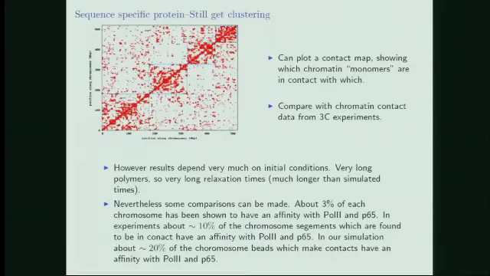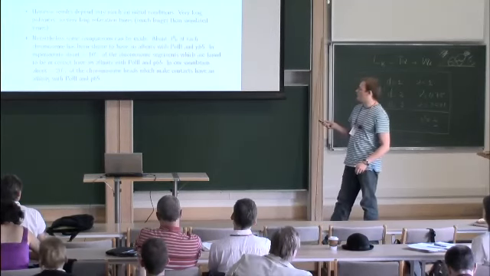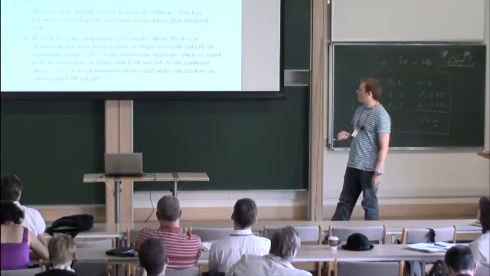Our goal is to try and compare this with chromatin contact data from 3C experiments. But we find that these results depend very much on the initial conditions which we use in the simulation. These are very long polymers, so they have a very long relaxation time, longer than the times which we've simulated so far. So we're also hoping to be able to run this on a larger computer and see if we can do this for a bit longer. But nevertheless, we can still make some comparisons.